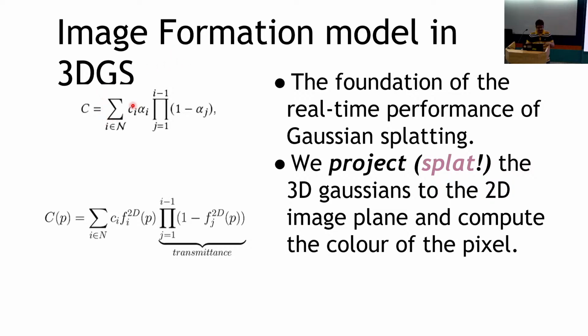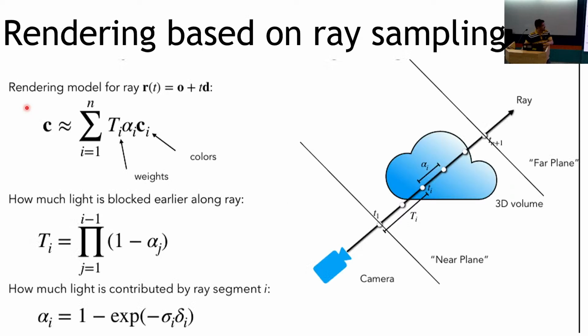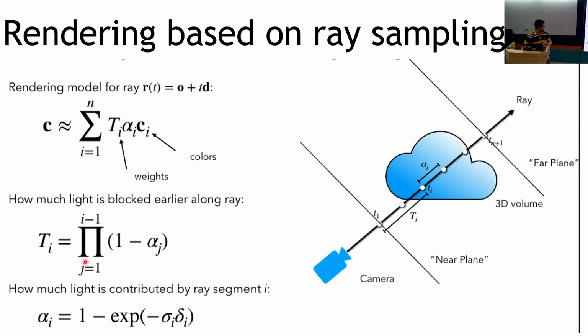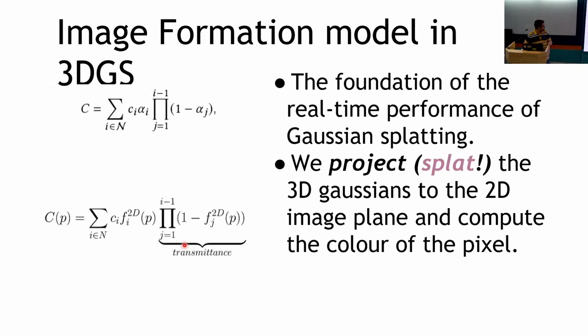So this is the image formation model in 3D-GS. Let us just revise this. Everyone is familiar with this now, right? This is for NeRF. So you have C equals sum over i of T_i alpha_i c_i. Now in 3D-GS it's almost similar. You have c_i, the color of a splat, alpha_i is the opacity, and a similar transmittance term. So this transmittance is the product of 1 minus alpha, and that's it.